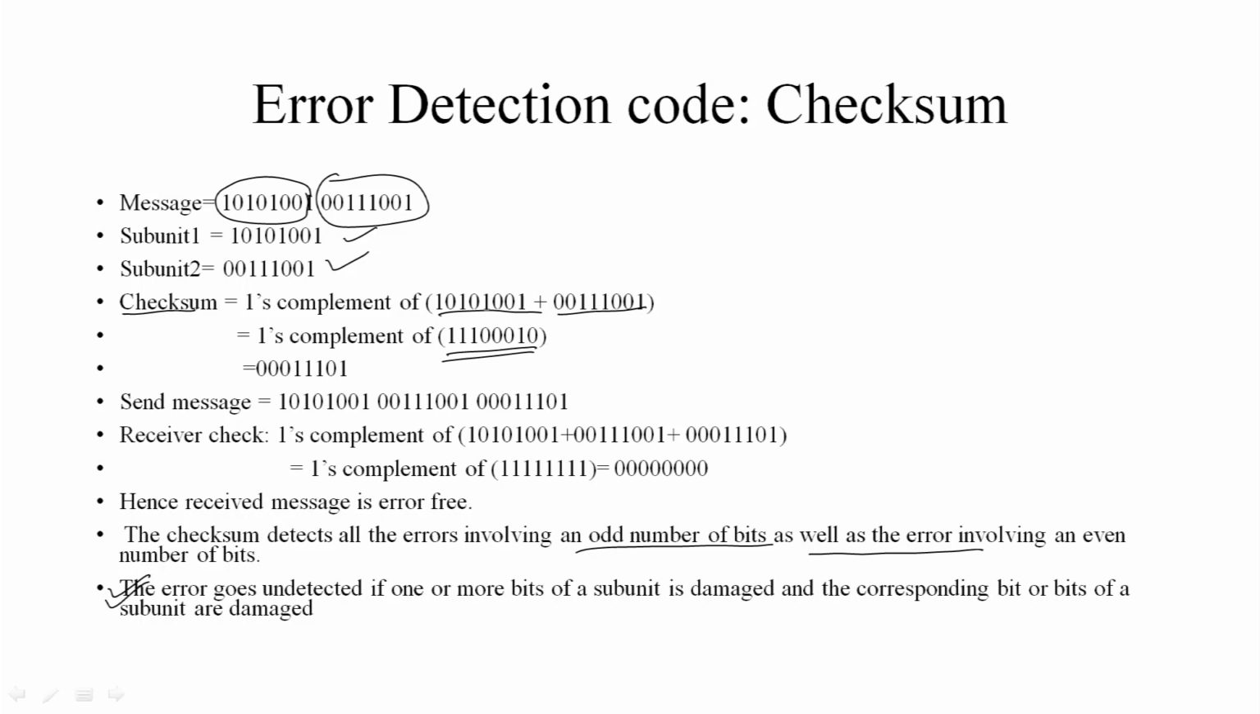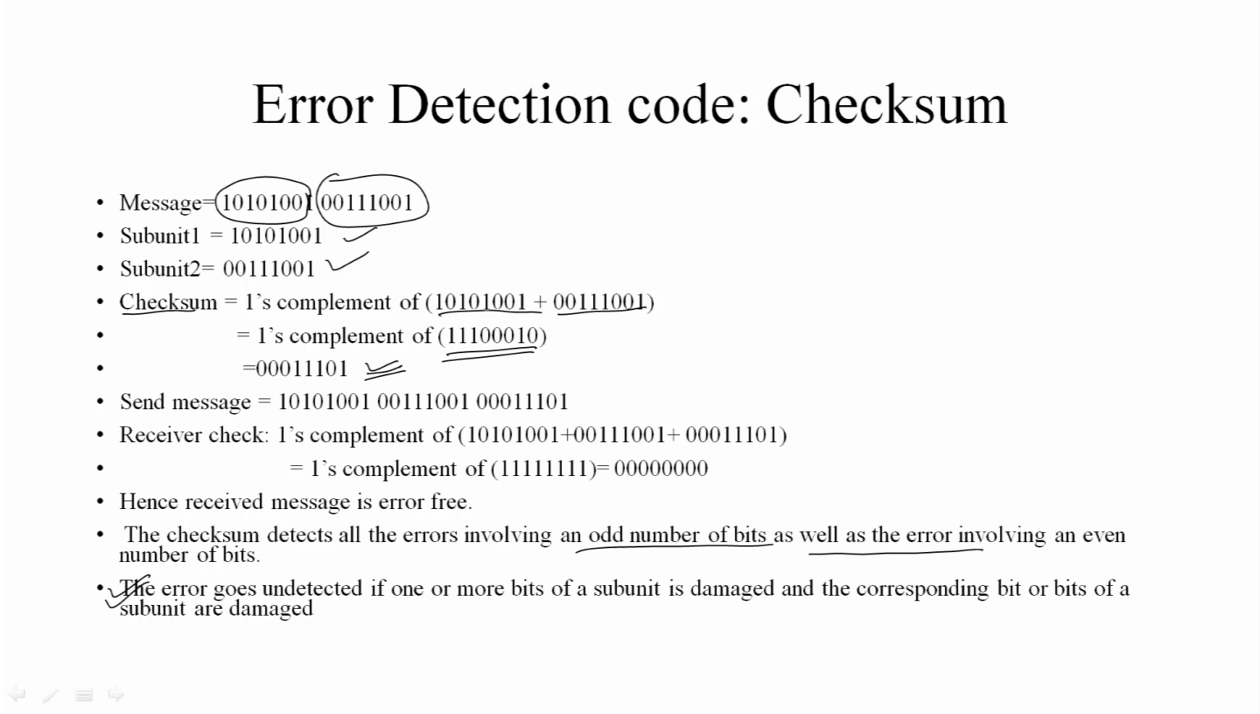Simply, when we find the ones complement of it, this is equal to 0 0 0, because these 3 are ones, then these 3 0, these 3 are ones here, and then 0 1 finally. This is the value of the checksum.